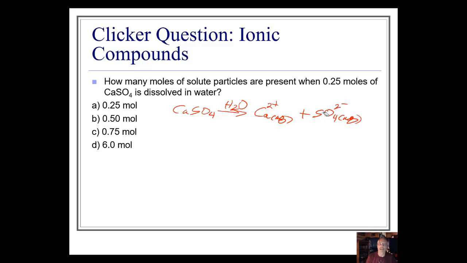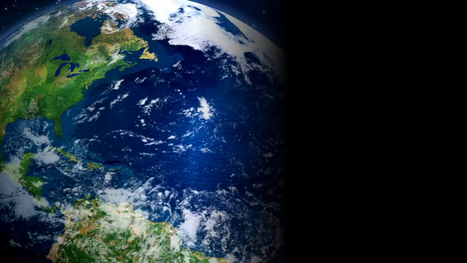The big mistake here is people want to break up the sulfur and the oxygen. That's not the way it works. This is sulfate, a polyatomic anion. If this is 0.25 moles, then what you get is 0.25 moles of calcium ion and 0.25 moles of sulfate. 0.25 plus 0.25 gives you 0.5 moles of particles. The particles being ions. Okay, that's the way it works.